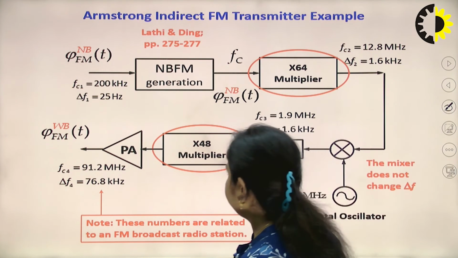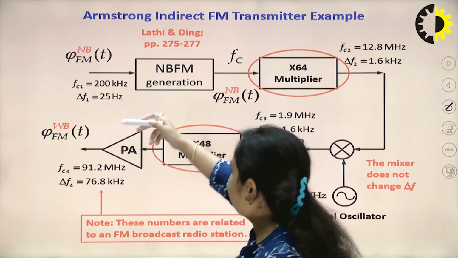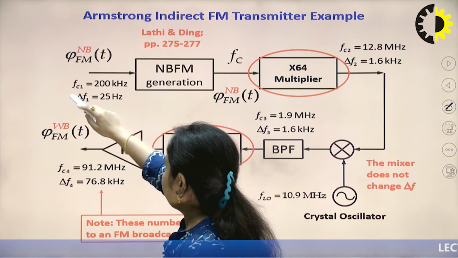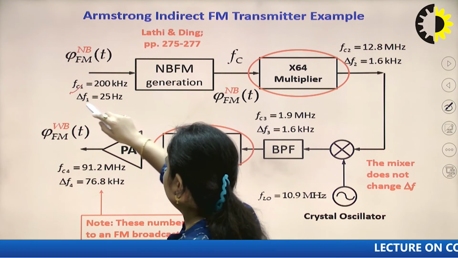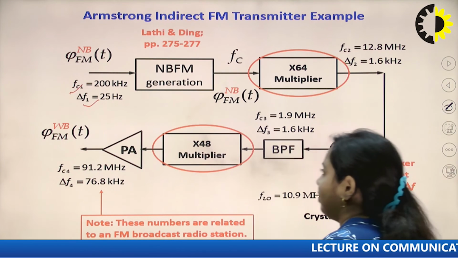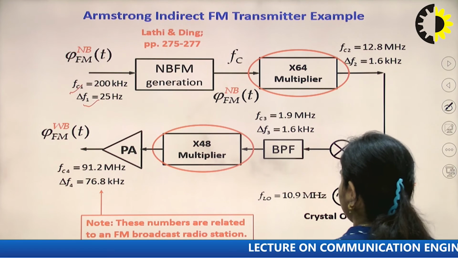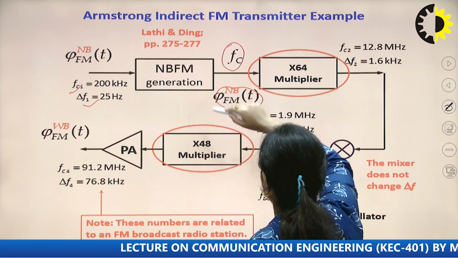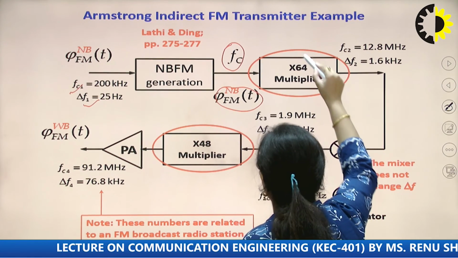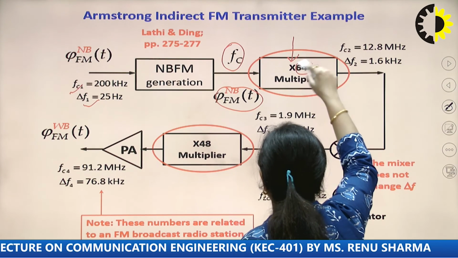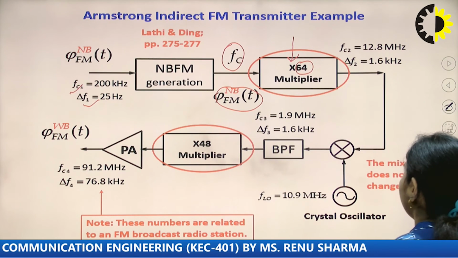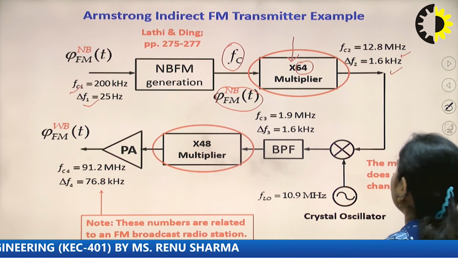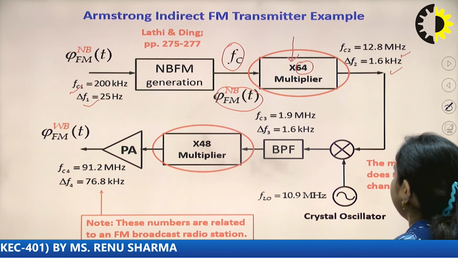As you can see, this is the NBFM generation. Its input is an FM signal with a carrier frequency of 200 kilohertz and a deviation of 25 hertz. This is a very standard numerical, or you can say the description of the Armstrong method. The output will be the carrier frequency and NBFM. This is applied to a multiplier whose multiplication constant is 64. After multiplying this input frequency by 64, we get fc2 and delta f2.